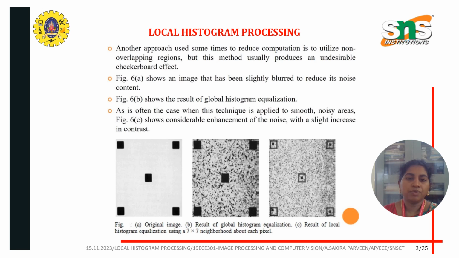One approach to reduce the computation is to utilize non-overlapping regions, but this method usually produces an undesirable checkerboard effect. Figure A is the original image, figure B is the result of global histogram equalization, and the third image is the result of local histogram equalization using a 7 cross 7 neighborhood about each pixel. The level of occurrence of gray levels is increased from one image to another. This is the difference between the local histogram processing in all these images.